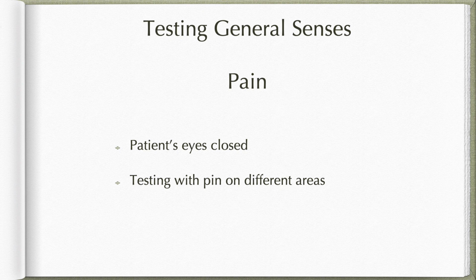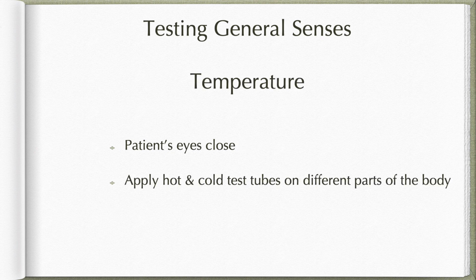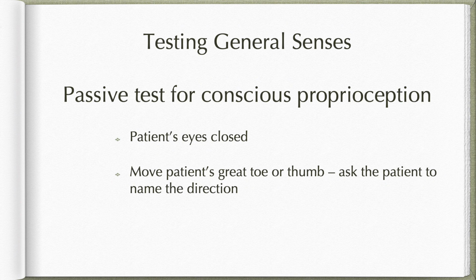Similarly, when we want to test pain, we use a pin on different areas of the body. For temperature, we apply hot and cold test tubes on different parts of the body and ask the patient whether he can feel them. There are active and passive tests for testing the conscious proprioception. Active testing is done as a part of the cerebellar testing, so we will deal with it in our video about cerebellum. But for passive testing, we ask the patient to close his eyes and move the patient's great toe or thumb up and down and ask the patient to name the direction.